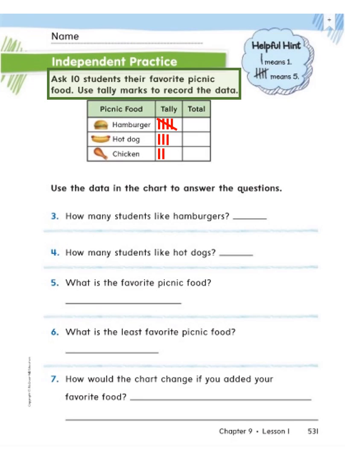Okay, so this is something that I'm going to start with you and you're going to finish. It says at the top again, ask 10 students their favorite picnic food. Use tally marks to record the data. Now, I don't have 10 students with me right now, so I just made some numbers up. Okay, hopefully you can read the tally marks, and you can see the 3 types of food are hamburger, hot dog, and chicken. And the directions say, use the data in the chart to answer the questions.